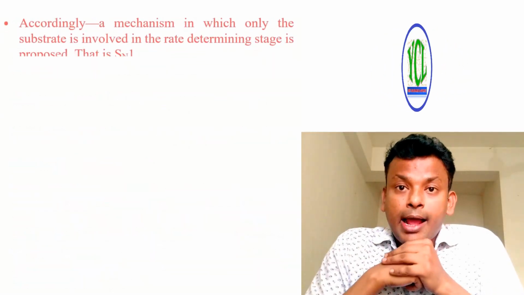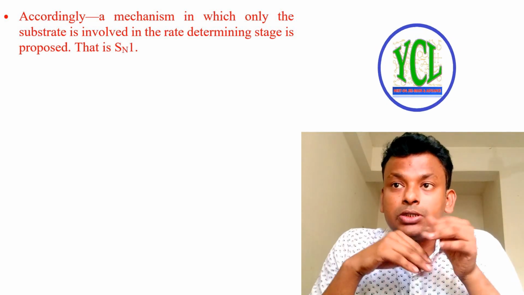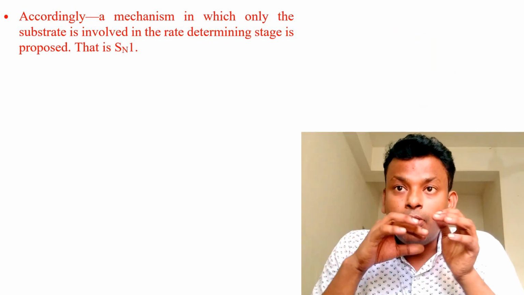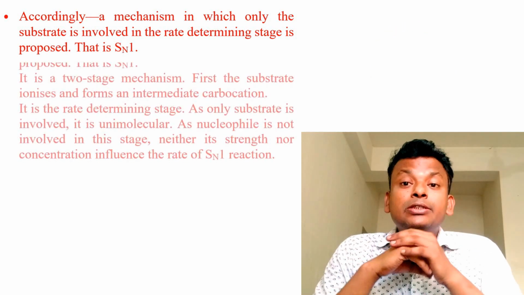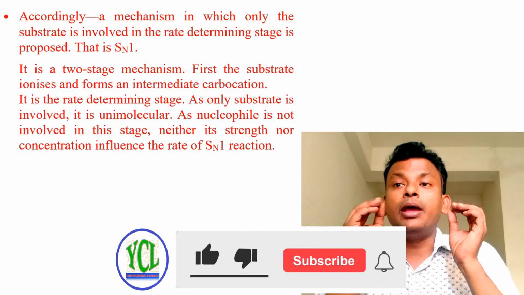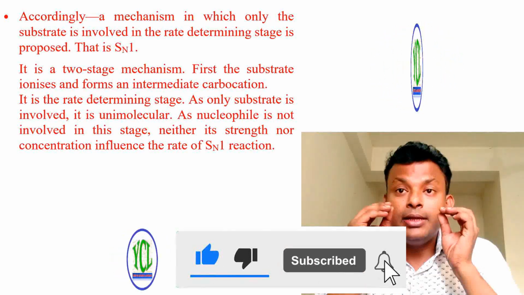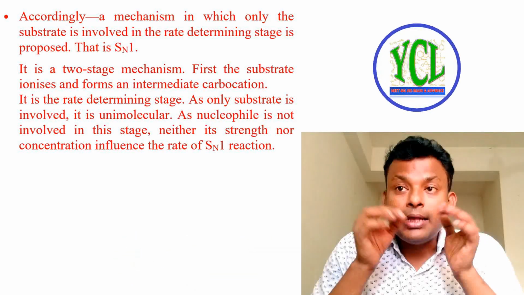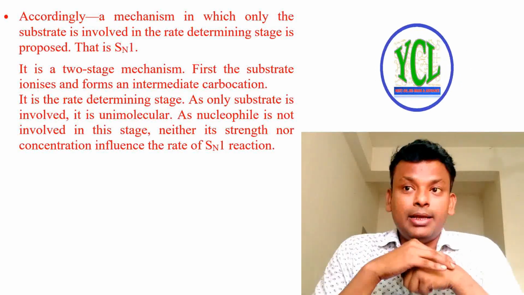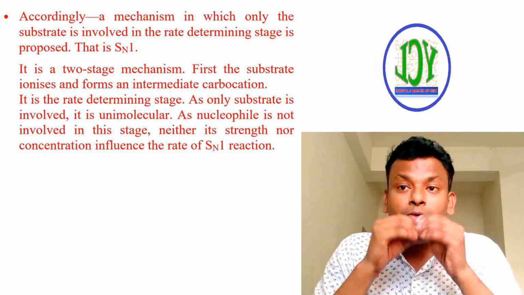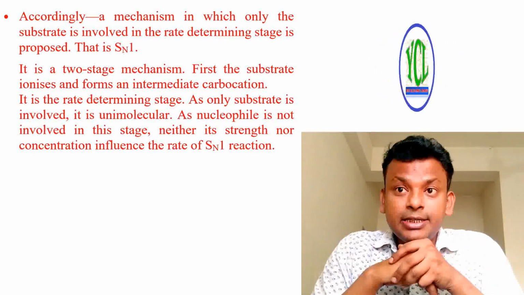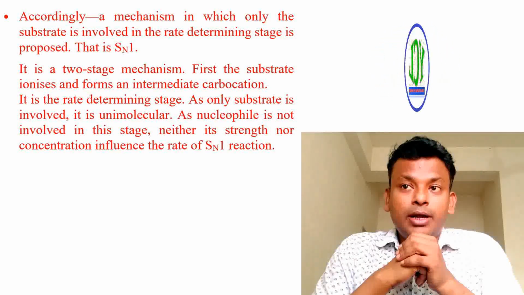And next, accordingly, a mechanism in which only the substrate is involved in the rate determining step is proposed, that is the SN1 reaction. It is a two-step mechanism. First, the substrate ionizes and forms an intermediate carbocation, and it is the rate determining step. As only the substrate is involved, it is a unimolecular reaction. As the nucleophile is not involved in this stage, neither its strength nor concentration influences the rate of the SN1 reaction.